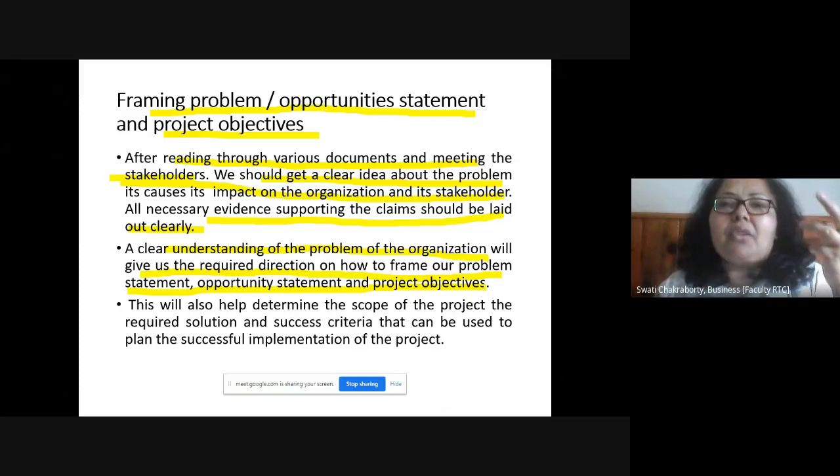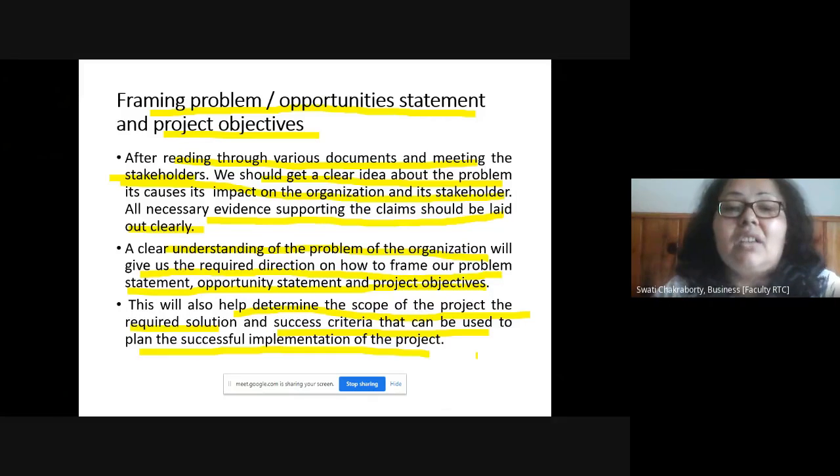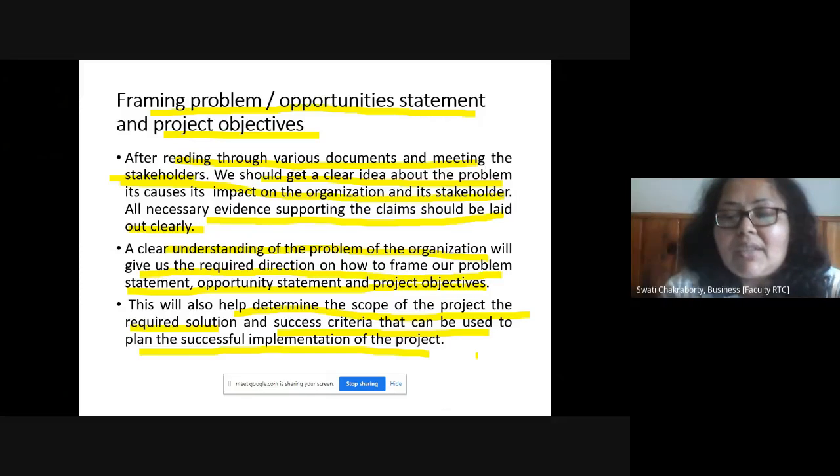It could be a problem statement, an opportunity statement, or objectives. And so this will also help you in determining the scope of the project. What is the scope, like whether you have ample scope to solve it, or whether there's not much that you can do. It helps in finding the required solution, and also the success criteria that can be used for planning the successful implementation of the project. You can find out the scope of the project, the required solution of the problem, or the success criteria, which if implemented in the project will bring about success.